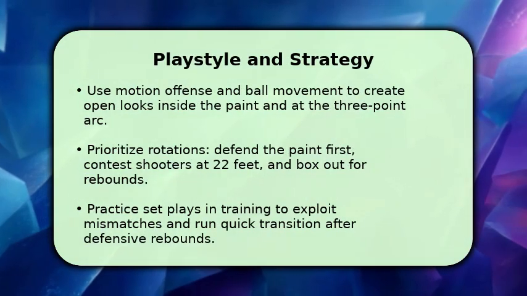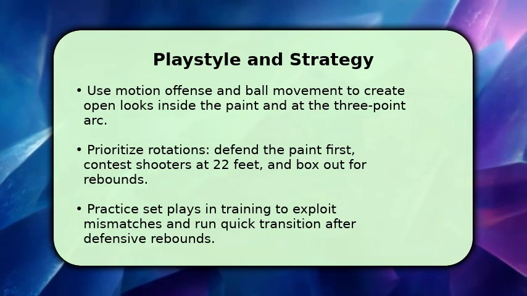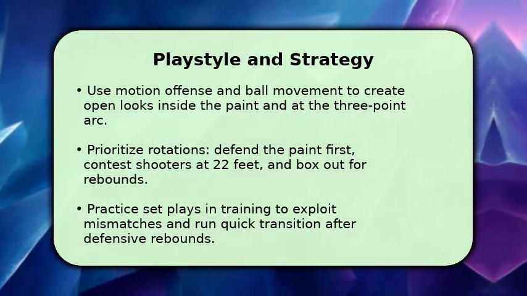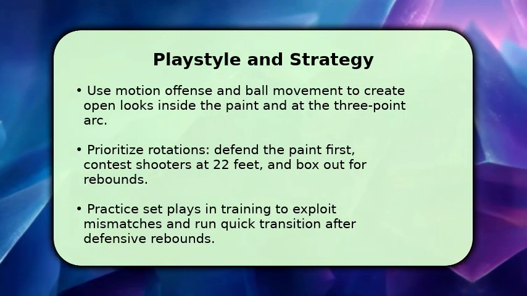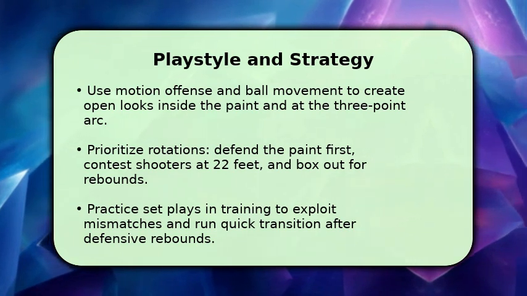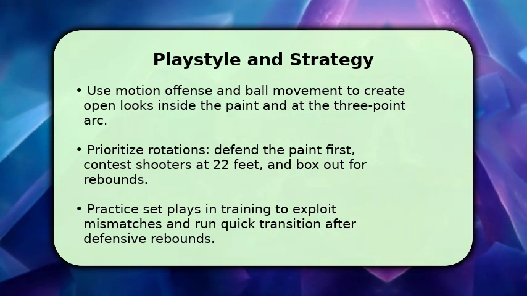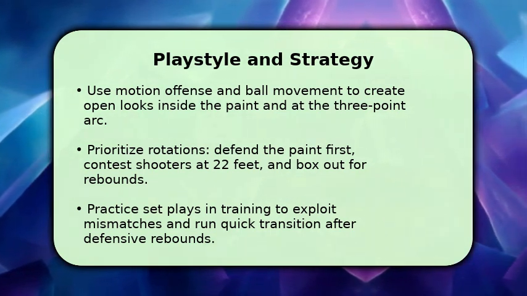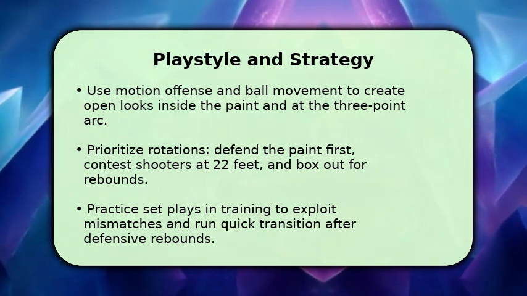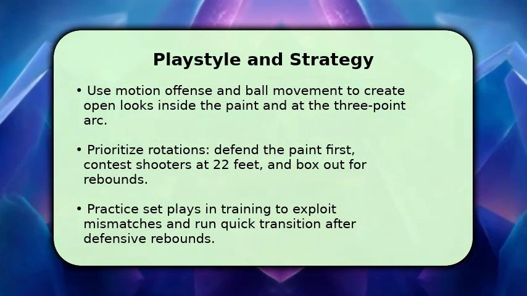Adopt a motion offense with ball movement, reads, and dribble kick actions to create open shots near the paint and at the three-point arc. College three-point distance varies, but treat it like 22 to 23 feet for spacing. Defensively, prioritize paint protection. Collapse on drives, contest shots at the arc, and box out immediately to secure rebounds and start transition. Spend time in training mode practicing set plays, pick-and-roll timing, and quick outlet passes after defensive rebounds to exploit mismatches and score in transition.